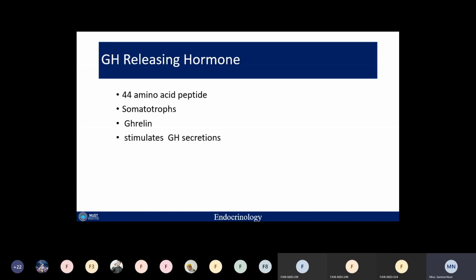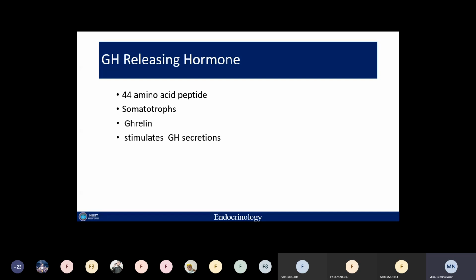And the second type of such chemical messenger is isolated from the stomach and the small intestine, and it consists of 29 amino acids and is named ghrelin. So their target sites are the somatotrophs, which are located within the adenohypophysis or the anterior pituitary, and their function is to stimulate the secretion of growth hormone.